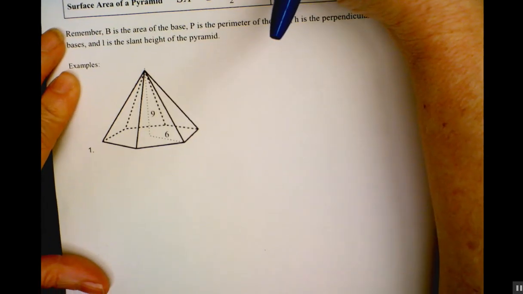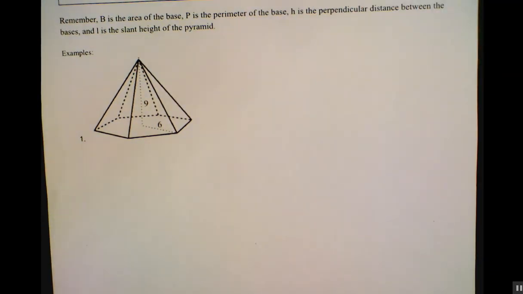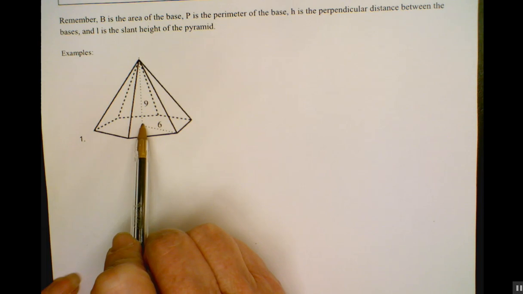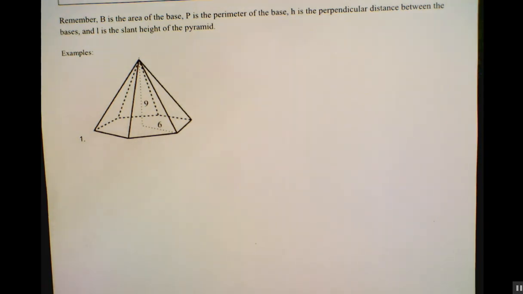Now here in example 1, we have two values given. Remember, you want to pay close attention when looking at your diagrams to determine if you're given the height or the slant height, and you also want to pay close attention as to whether or not you are given a, the apothem, or whether you're given a radius value. And remember, the apothem extends from the center to the midpoint of a side, and the radius extends from the center of the base to a vertex, which is what we're given in this case.